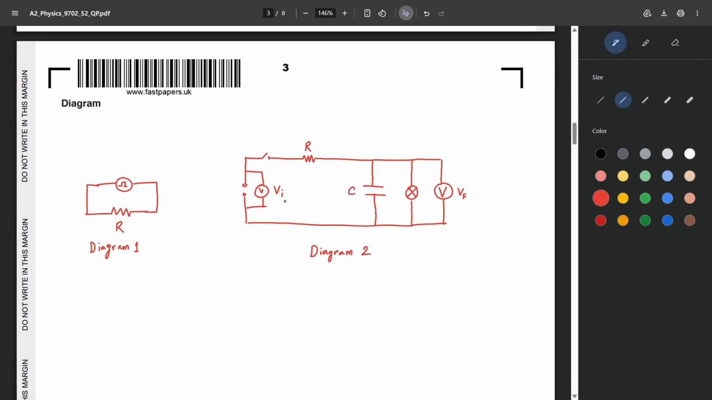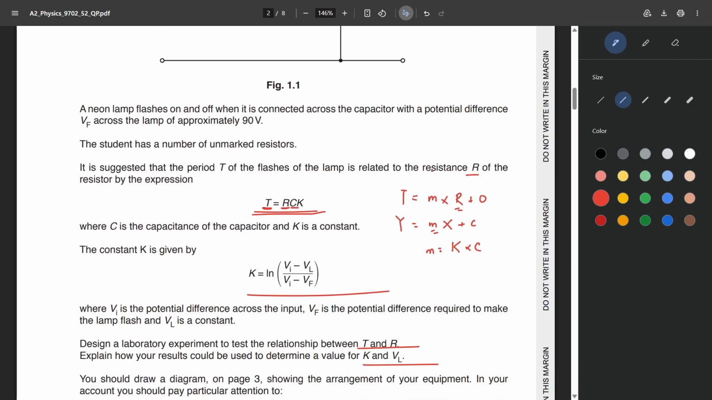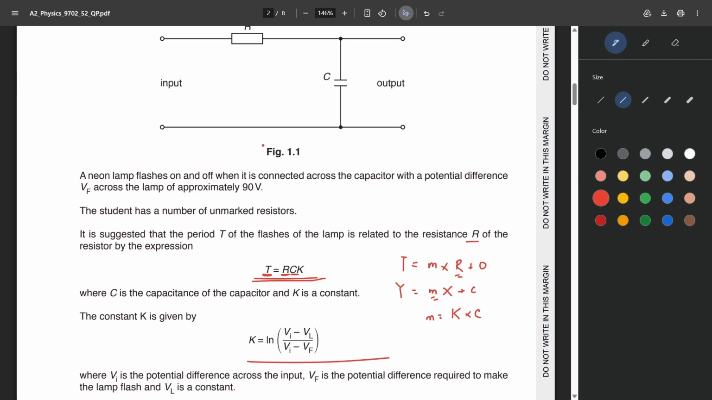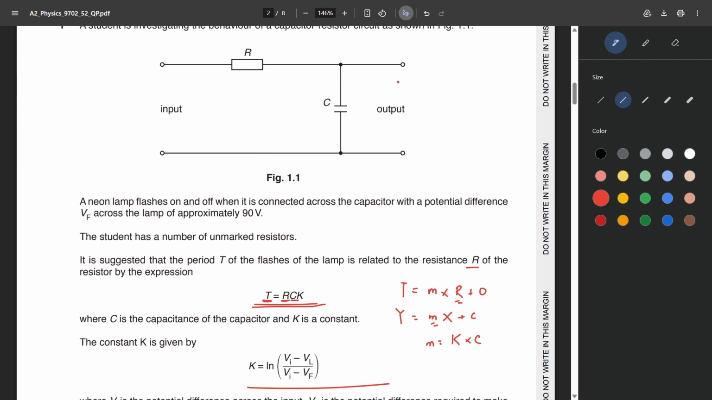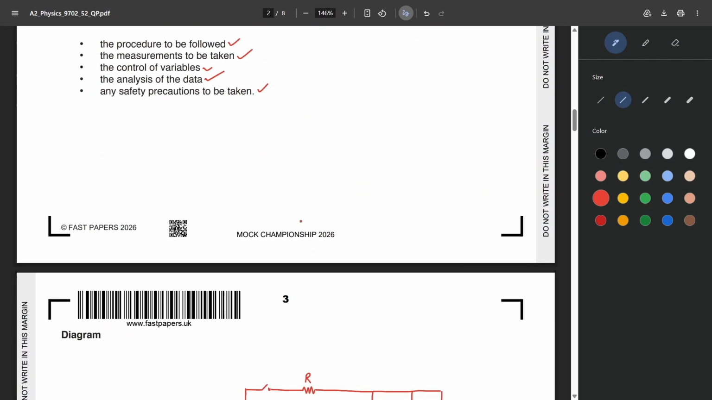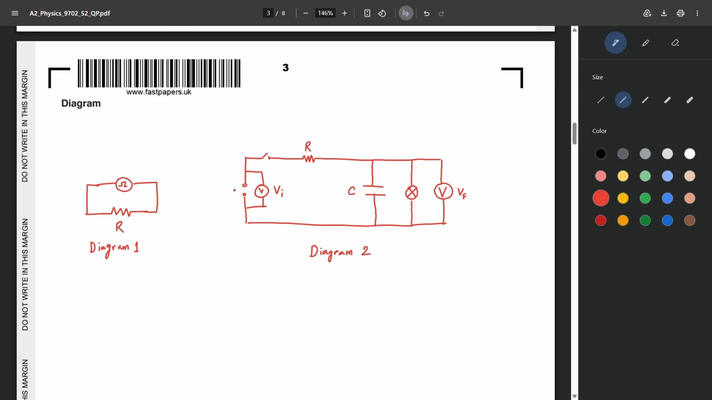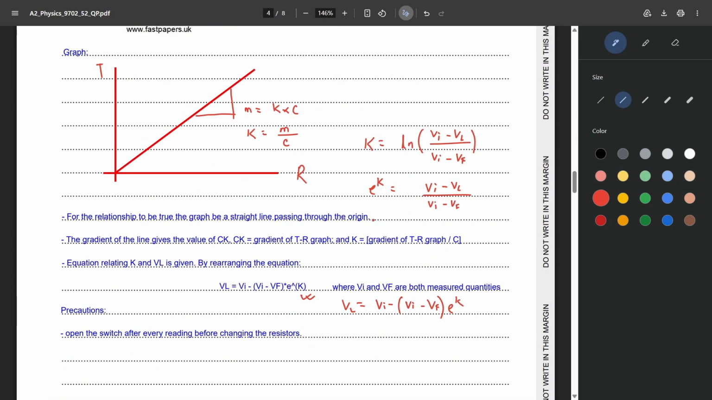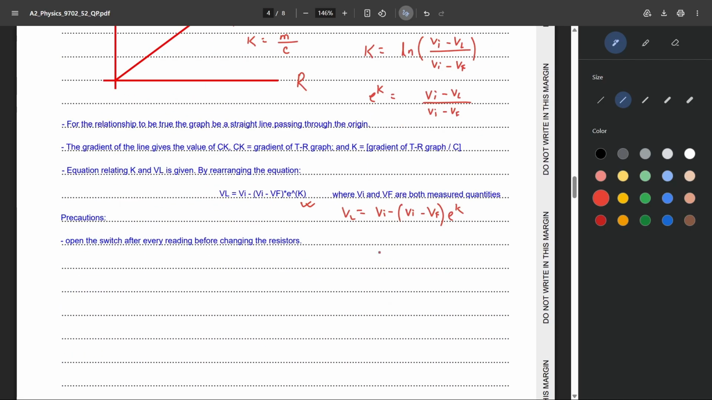And the value of Vi over here must be a value greater than 90 volts, because for the neon lamp to flash, we need the voltage or the potential difference across the neon lamp to be more than 90 volts. So we can take this DC input supply voltage as something greater than 90. We can go with 100 volts. Okay, that answers question number 1.